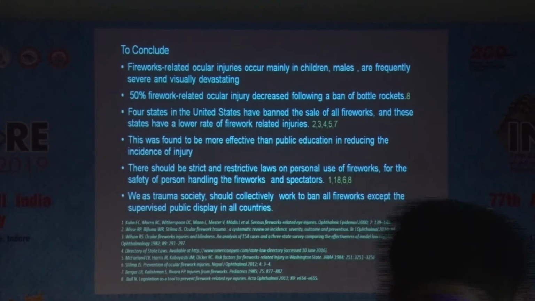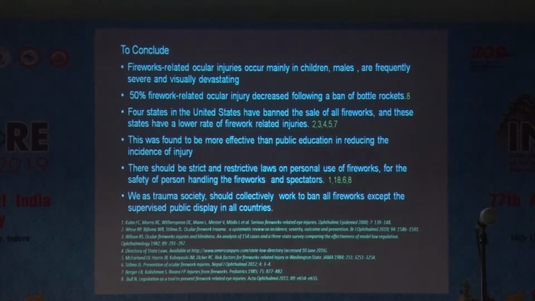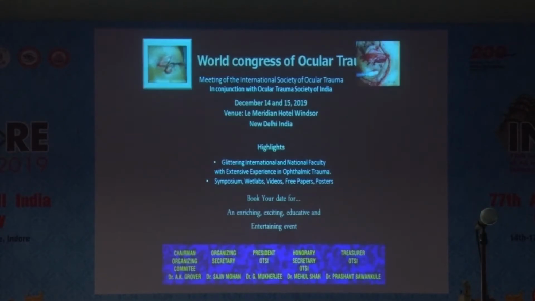And we, as Trauma Society, welcome sir, and APOTS, Ocular Trauma Society of India, and World Ophthalmic Society should collectively work to ban all fireworks except the supervised public display in all countries. And I invite you to the World Congress of Ocular Trauma, which is going to be held on December 14 and 15 in New Delhi, and it will really be an experience.